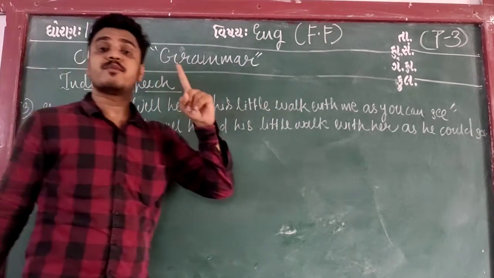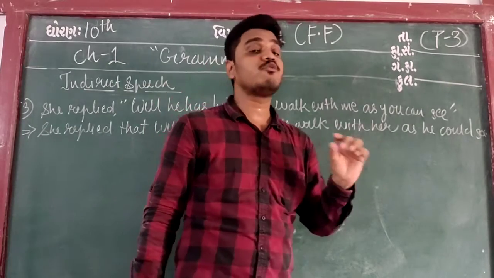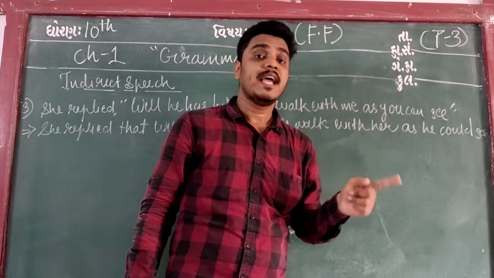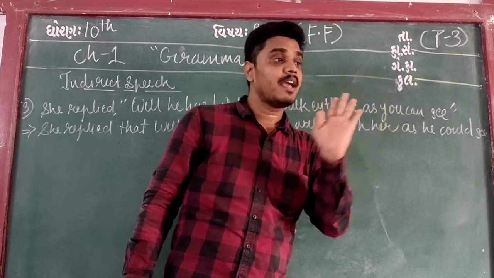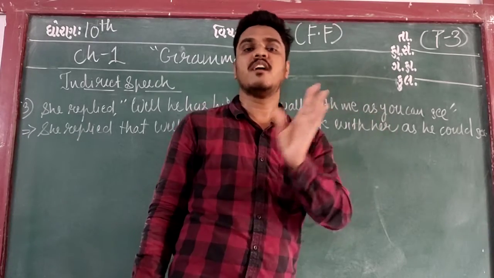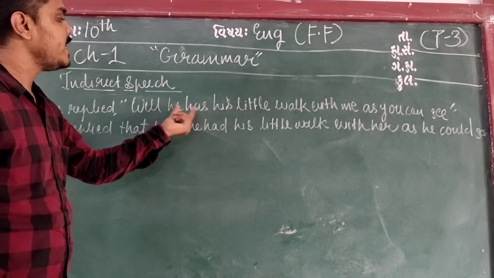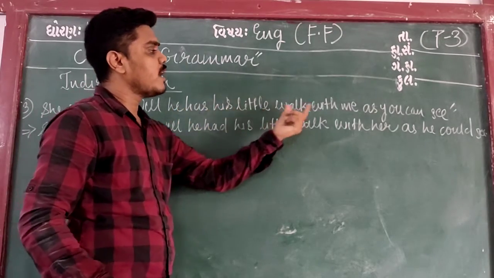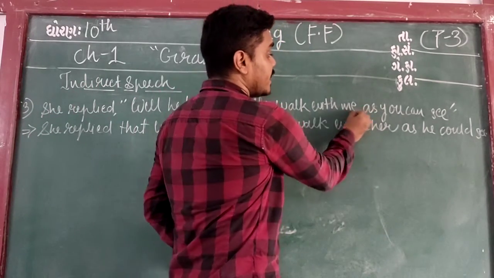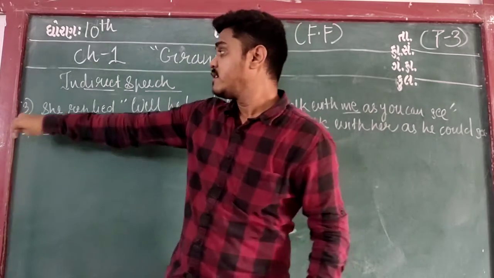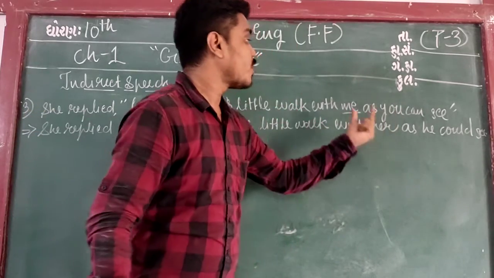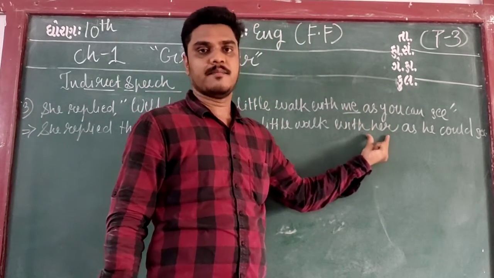Here, in the earlier lecture, we discussed the change in pronouns. For male: he, his, him; for female: she, her, hers; and for neuter: it. So here, "he has his little walk with me". Here, "me" is "she". So the pronoun will change to "her".